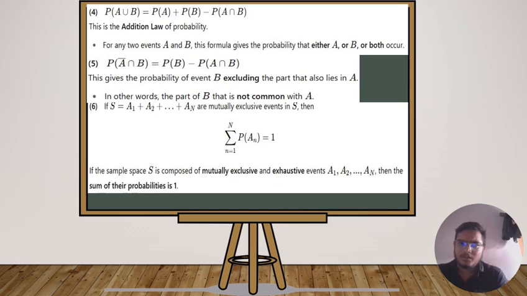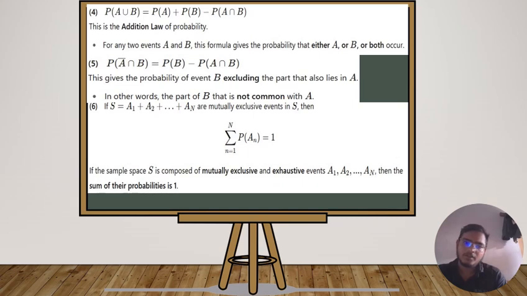Next one is P of A bar intersection B is equal to P of B minus P of A intersection B. Here event A does not occur but event B occurs. So at that time we have to use that formula. This is the fifth property of probability.